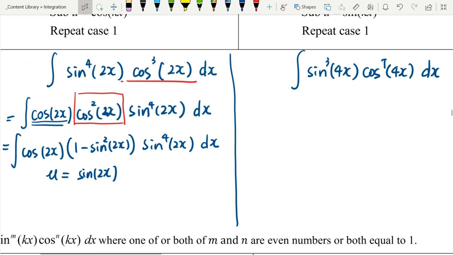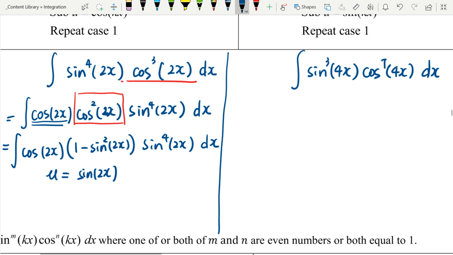Sorry? U will make sine. The complex one makes the sine. So you don't touch the single one. The single one is used to cancel with the d dx thing. Then you change all the rest to become u. So sine changes to u. All right.